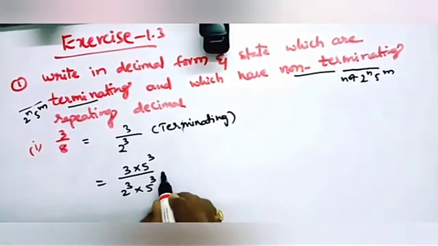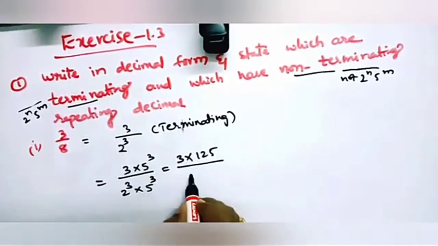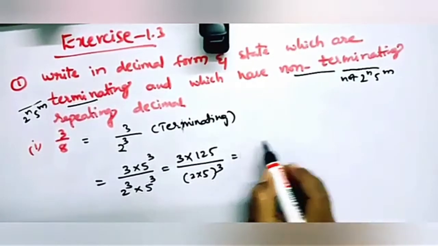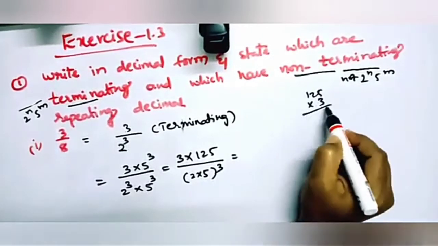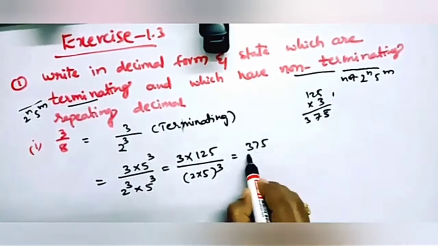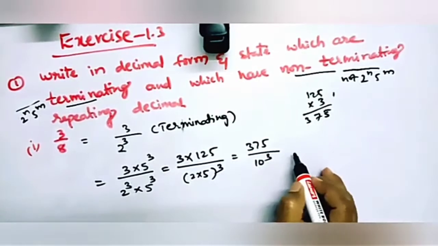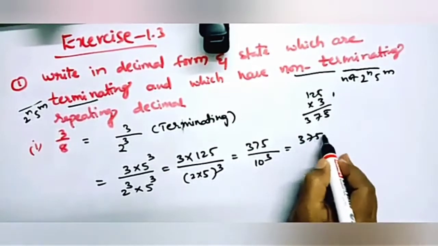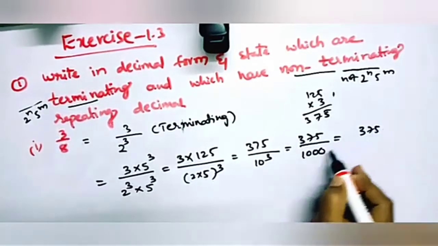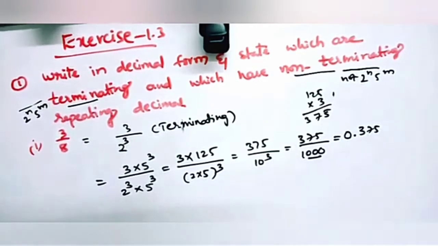So next you write 3 into 5 power cube, means 125, by 2 into 5 whole to the power of cube, that is equal to 3 into 125. So 125 into 3: 3 fives are 15, 3 twos are 6 plus 1 is 7, 3 ones are 3, you will get 375 by 10 power cube, that is 1000. So you should write down 375, 3 digits are there, so 1 2 3, keep the point, that is 0.375 you will get.